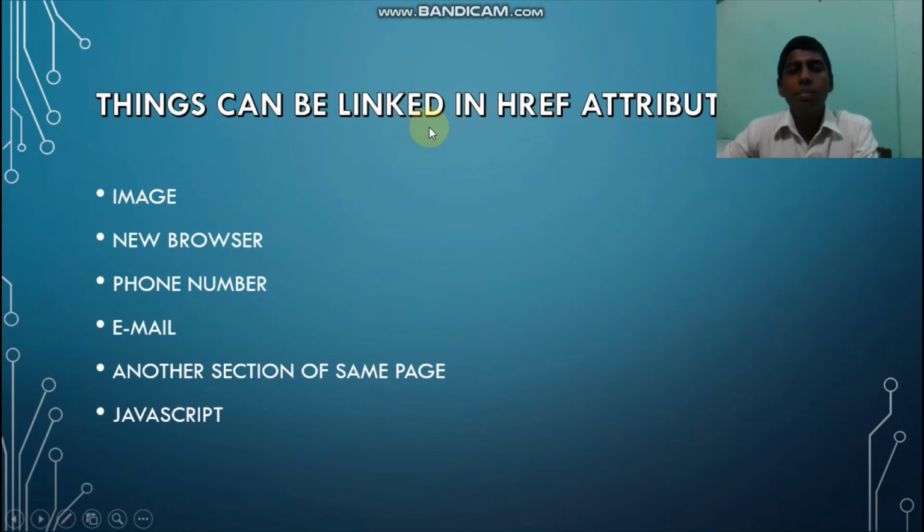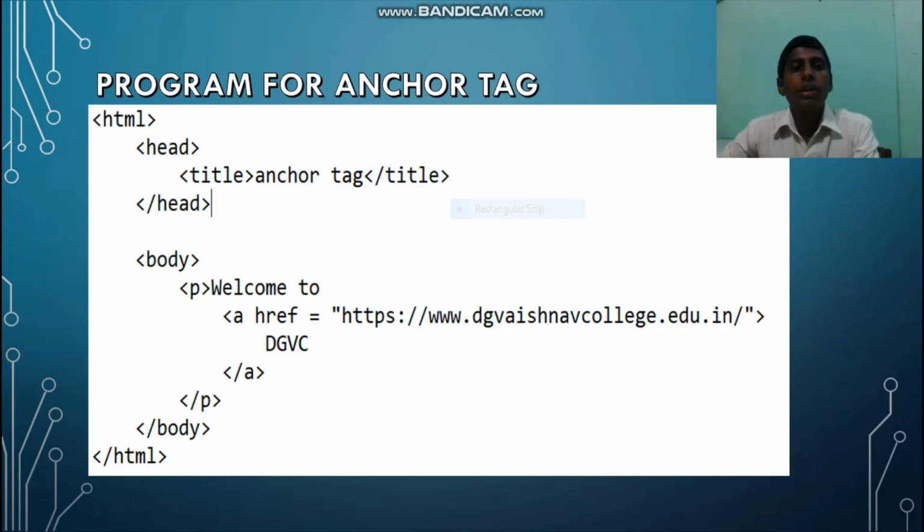What are the things that can be linked in an href attribute? An image can be used, a new browser can be used, a phone number can be used, an email can be used, another section of the same web page can also be used, and JavaScript can also be used. Yes, example program for anchor tag.